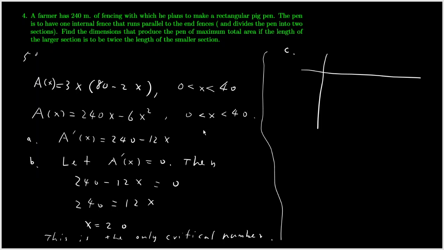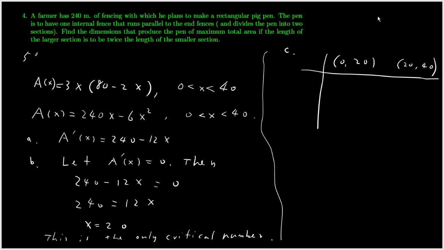The interval is the open interval from 0 to 40, and the critical number is 20. 20 will divide the interval from 0 to 40 into two subintervals, right? One subinterval is from 0 to 20. The other subinterval is from 20 to 40. I'm using the interval notation. It's also okay to use the inequality notation.